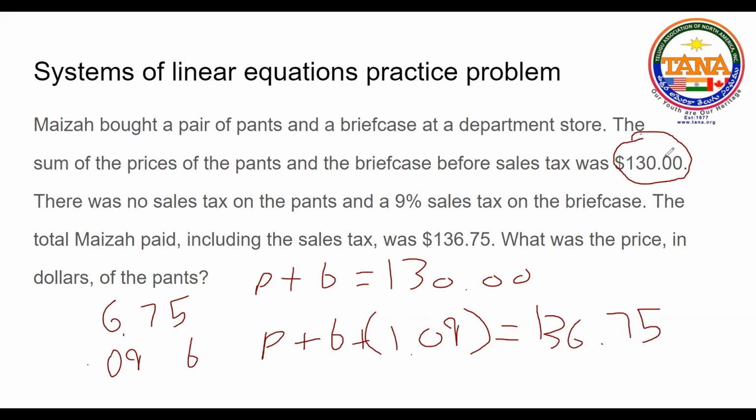Why is it 1.09 exactly? So think about it this way. You have the base cost of the briefcase, right? And you're taking 9% of sales tax. So 9% is basically 0.09, simply because a percentage divided by 100 is your decimal. And you want 9% more than the base cost, so you do times 1.09.